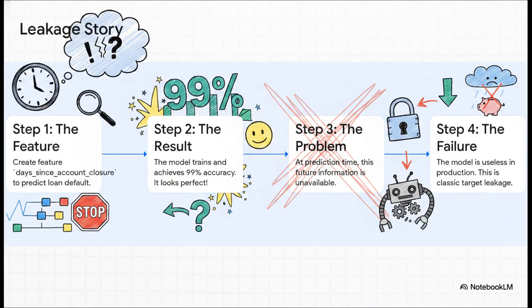And this little story is the perfect example. Let's say you're building a model to predict if someone will default on a loan. You create this awesome feature, days since account closure. The model trains, and wow, 99% accuracy. You're a genius, right? But hold on. When you're trying to predict a future default, how could you possibly know when the account will be closed in the future? You can't. That information is from the future. Your feature has leaked the answer, and your amazing model is completely worthless.